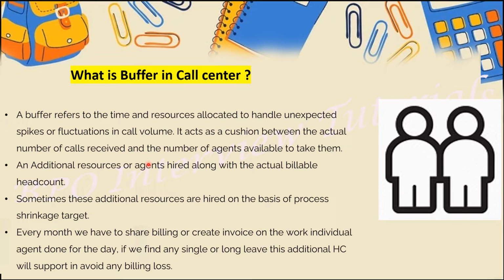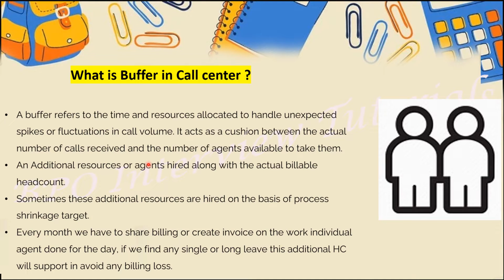Now I'll go with the basic here. Generally what happens is, whenever a new process starts, the client will say that I can bill X number of associates. Now let's consider the X number of associates is 20. If I start my process with only 20 associates, and I find any shrinkage, leaves or anything, it will be really tough to manage all the things. So what the companies will do, they will have additional buffers along with the 20 associates which they have hired.